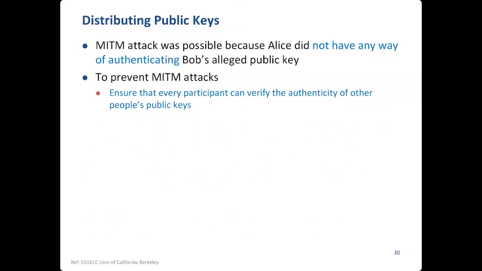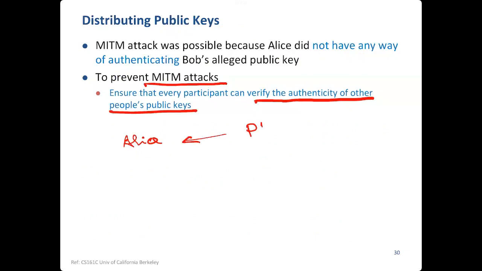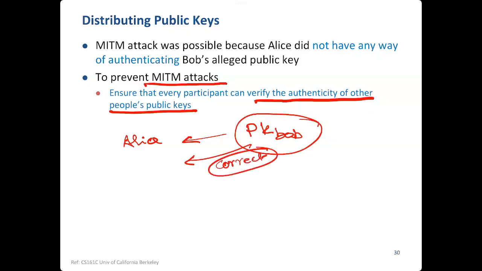Now, in order to prevent MITM attack, every participant can verify the authenticity of the other person's public key. When Alice receives the public key PK of Bob, she must verify that this is genuine and correct. This is the original public key, right? What is the way she can verify this?